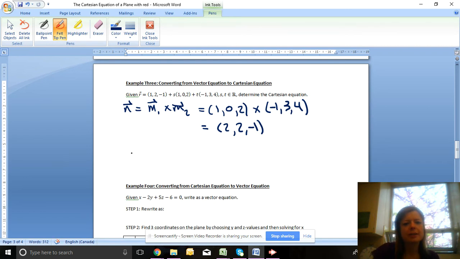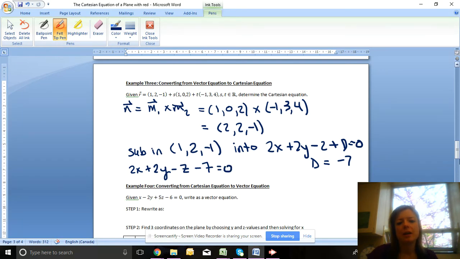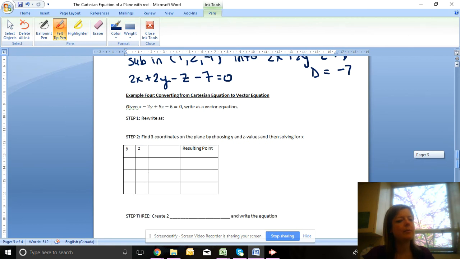Okay, so then you can just sub in (1, 2, -1) into 2x + 2y - z + D = 0, because this is a point that we know is on the plane. And so when you solve this, you get D is equal to -7, and your final answer is 2x + 2y - z - 7 = 0. Okay, example 4 is a little bit trickier.